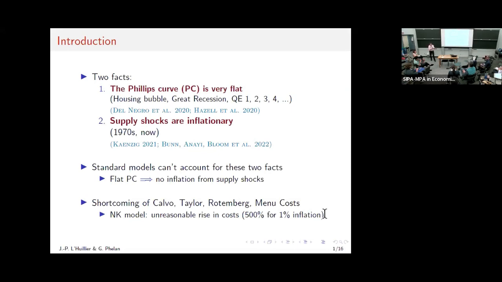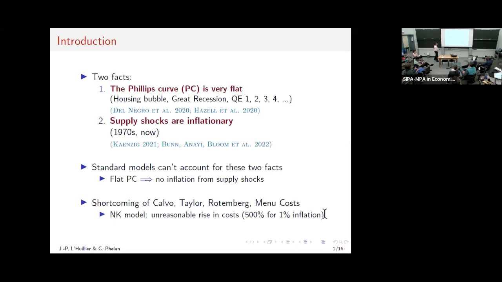So let me set the stage by laying down two facts about business cycle data, in particular in regards to inflation. Fact number one is the Phillips curve is very flat. Think about the housing bubble of the early 2000s. Think about the Great Recession. Think about QE 1, 2, 3, and 4. Those were episodes where either the output gap was very large or there was a forceful amount of monetary easing. And despite those developments, inflation remained very stable. There's now a growing literature looking at the slope of the Phillips curve and trying to measure it empirically.